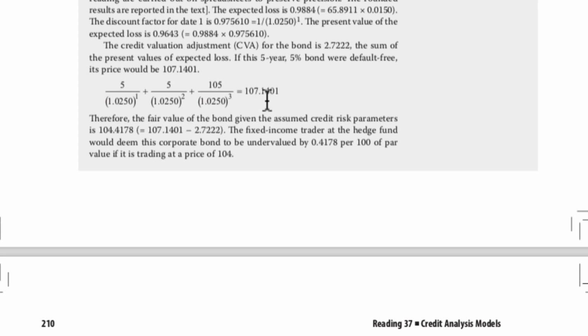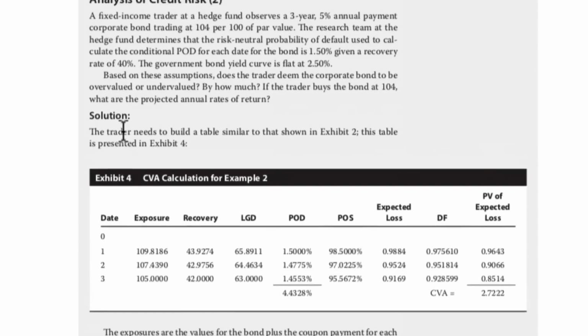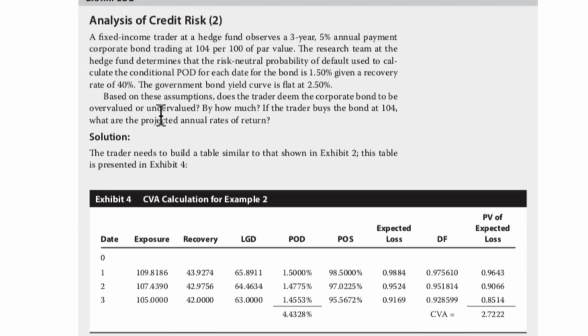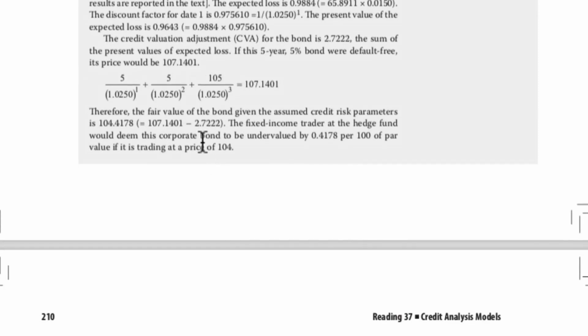We get to 107.1401. Therefore, the fair value of the bond, given the assumed credit risk parameters, is 104.4178. That is the price of the bond with no default minus a credit valuation allowance. And up here, we're told that it's priced at 104. So the first thing that we're being asked, is it overvalued or undervalued? It should be 104 and change. It's 104, so it appears to be undervalued in the market. By how much? We deem this corporate bond to be undervalued by 0.4178 per 100 of par if it's trading at 104.